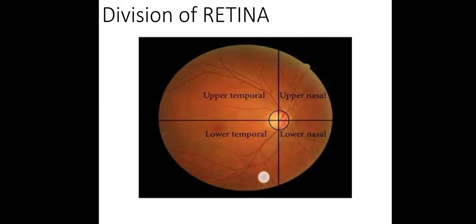Now, coming to the division of the retina, it is divided into a nasal half and a temporal half. The nasal half is further divided into upper nasal quadrant and lower nasal quadrant. The temporal half is further divided into upper temporal and lower temporal quadrants.